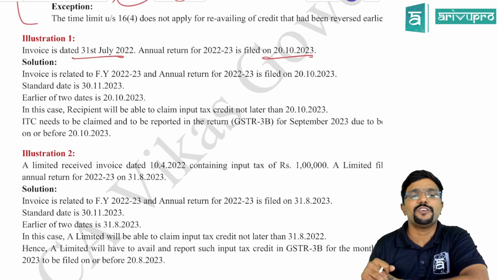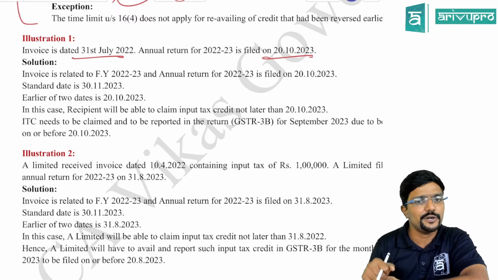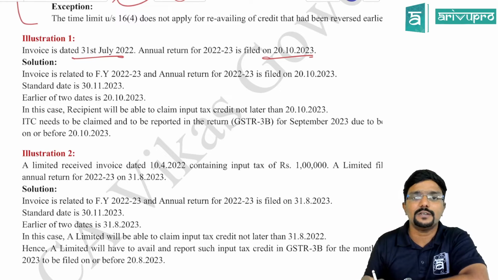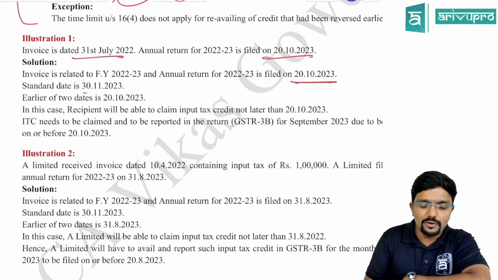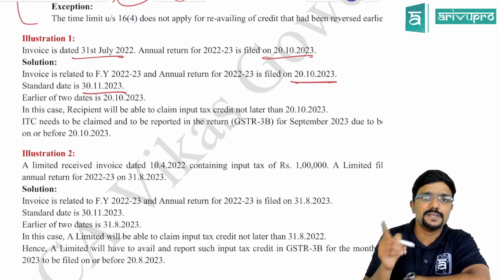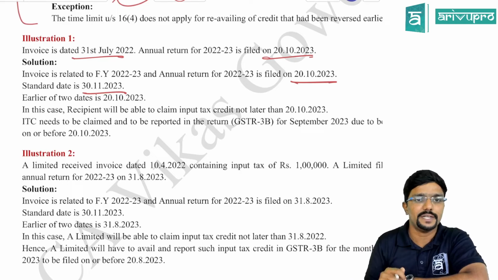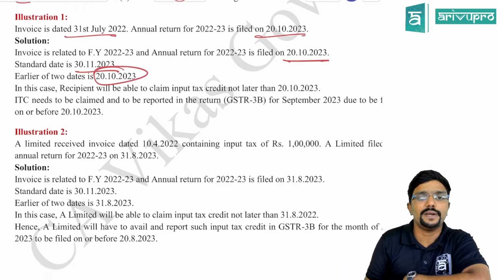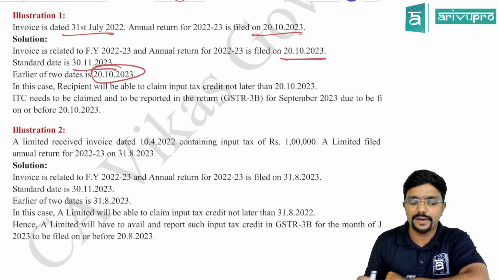The invoice is related to financial year 22-23, any month. It is connected to July, which will fall in financial year 22-23 only. And the annual return for 22-23 is filed when? 20th October. Okay. The standard date is what? 30th November of the next financial year. So the invoice is related to 22-23, and 30th November of the next year means 30th November 23. The earlier of these two dates is 20th October 23. In this case, the recipient will be able to claim input tax credit not later than 20th October.